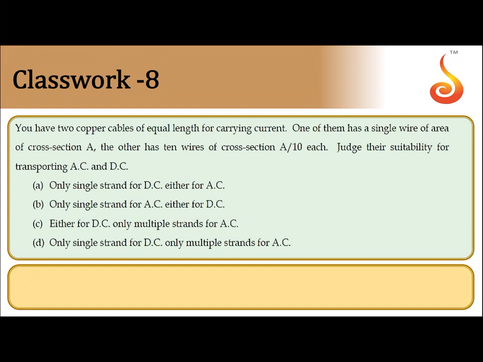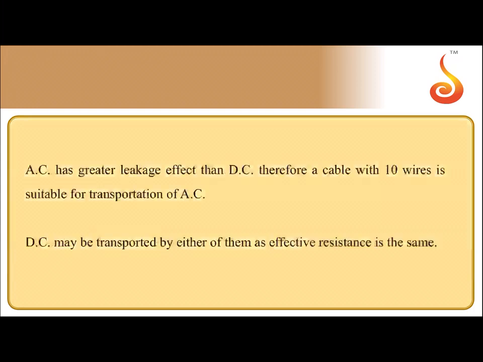So here, when compared to DC, AC has greater leakage effect. Hence, a multi-strand wire is suitable for transferring AC from one point to another point. But DC may be transported either by multi-strand or by single strand, it does not make any difference. So it must be option C, either for DC, only multiple strands for AC. See, AC has greater leakage effect than DC, therefore cable with 10 wires is suitable for AC.